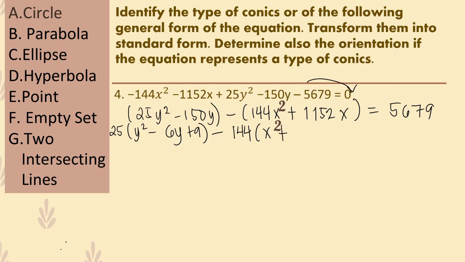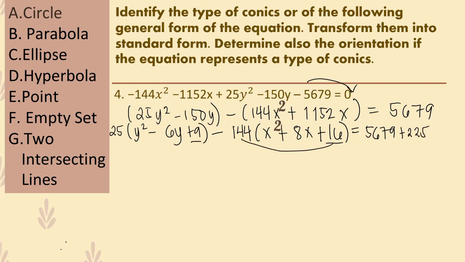plus 1,152 divided by 144 is equals to 8. And then, yung third term, positive 8 divided by 2 is equal to 4. Then, 4 squared is 16. Is equal to 5,679. And then, yung i-add natin, so, positive 9 times 25 is 225.